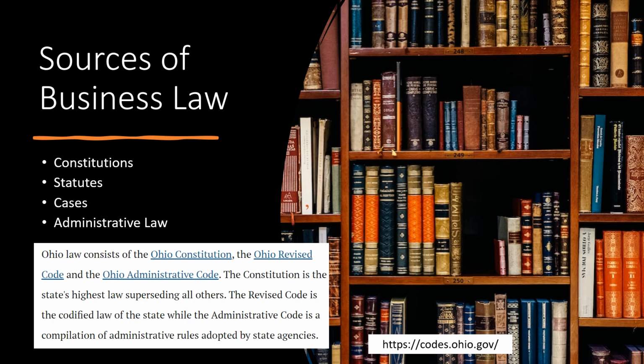adopted by state agencies. Even if it wasn't state agencies, if you talked about the federal government, you talk about the EPA creating rules and regulations, and that would be administrative law. So again, sources: constitutions, statutes, cases, and administrative law. And what I read to you also talks about a hierarchy, and we're going to talk about that in a little bit.